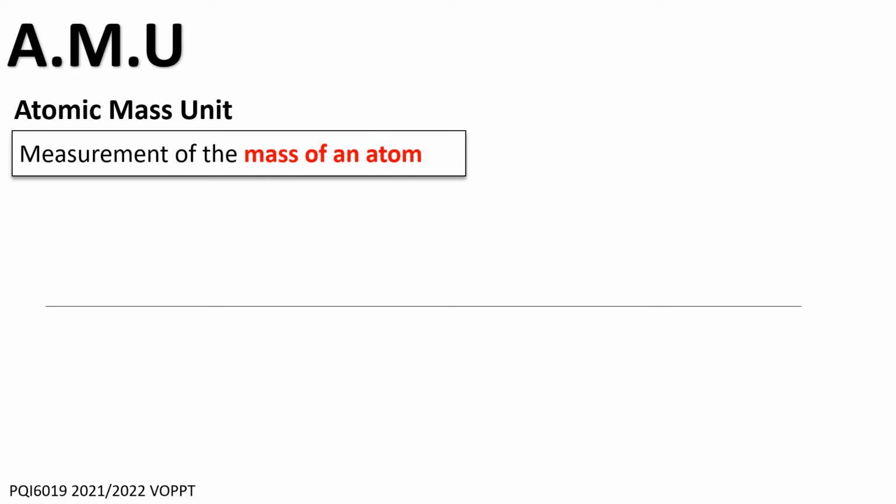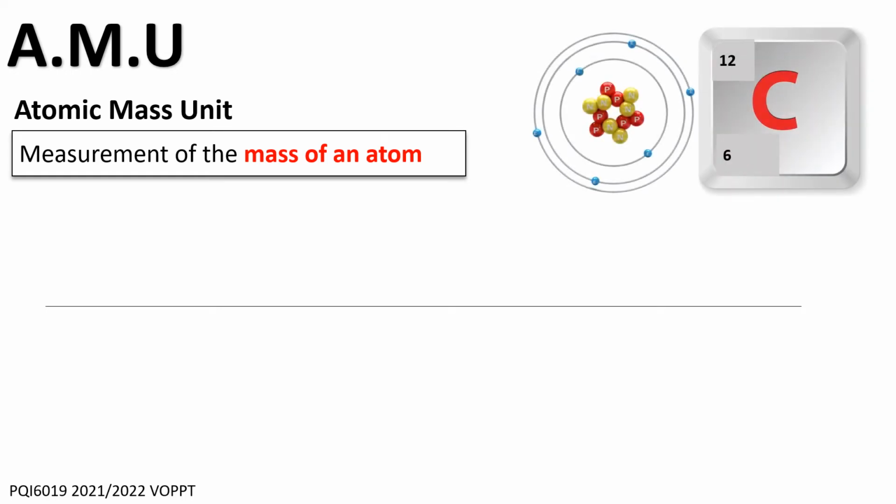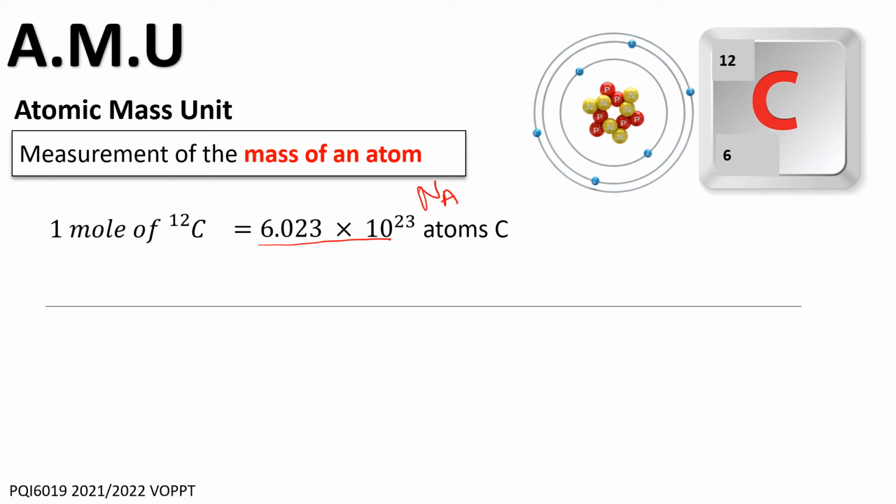Let's explore AMU by using carbon-12 because carbon can be found in many compounds on Earth. First, 1 mole of carbon-12 is equal to 6.023 times 10 to the power of 23 atoms of carbon. What is meant by this number? So, this is the Avogadro number, right? Avogadro constant, you may say. You've learned this in chemistry.